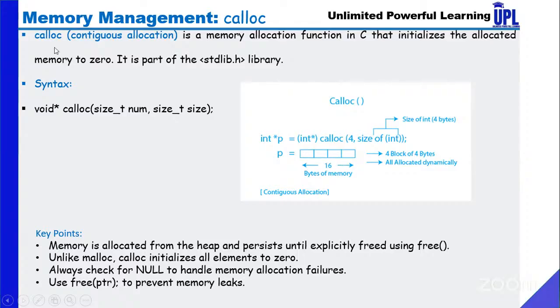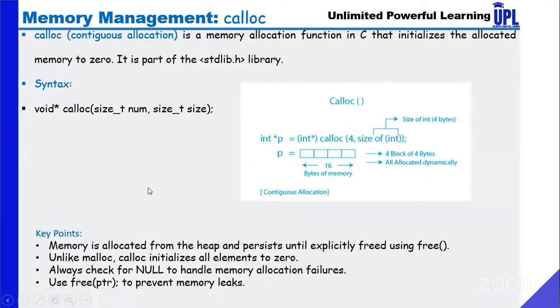This block of 16 bytes is allocated in terms of contiguous allocation. This is called the contiguous allocation, the other way of initializing the memory in the heap for further usage. So here, void star calloc, size of int plus a number and size of what is the size. So it accepts 2 arguments. So this is called contiguous allocation.